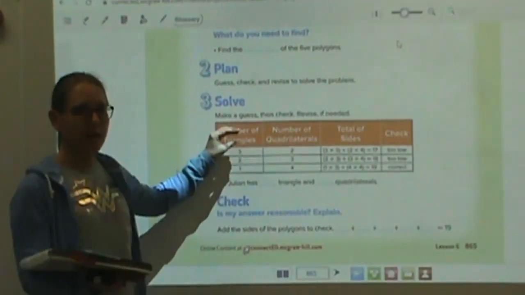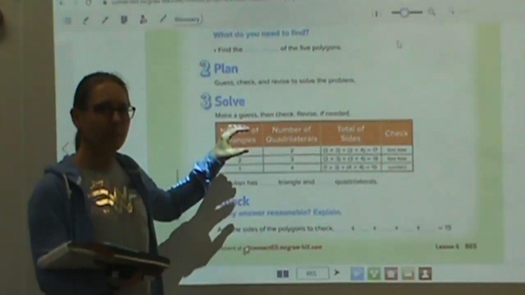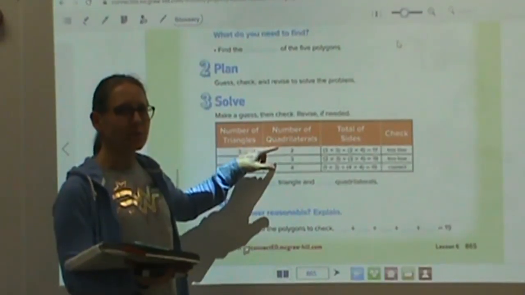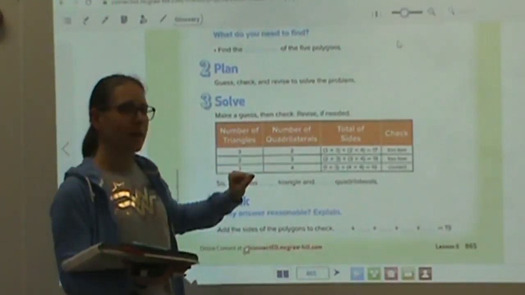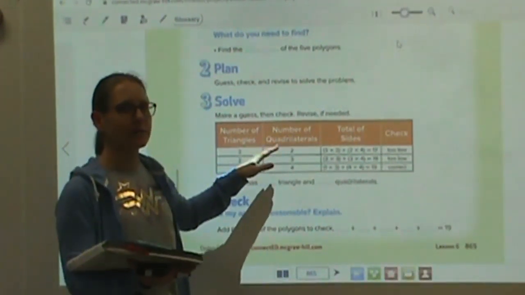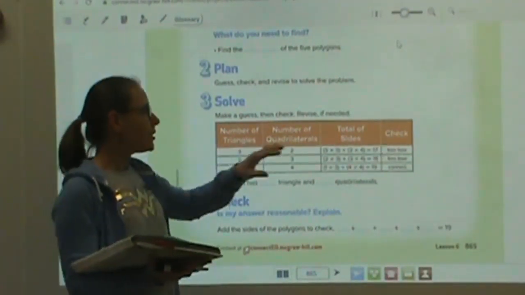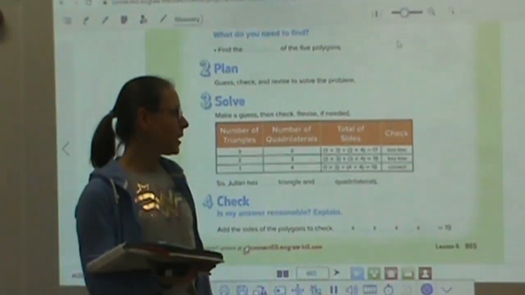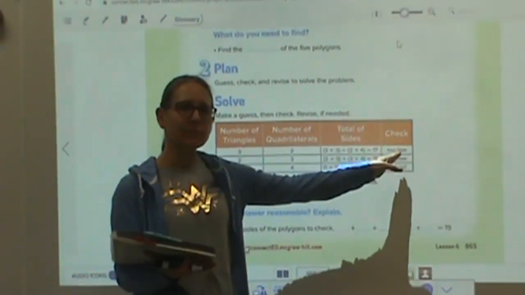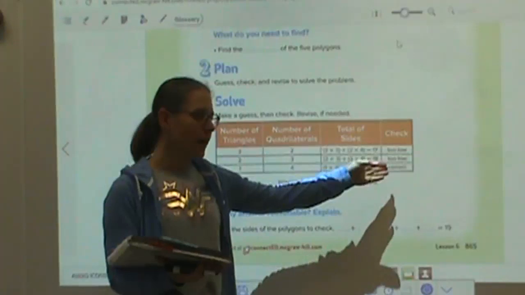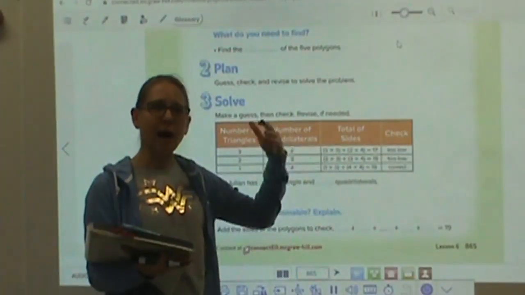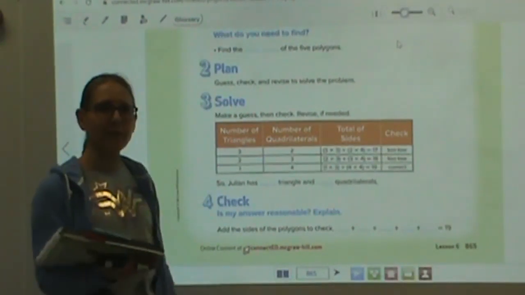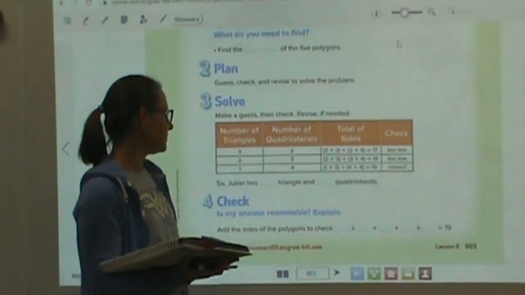Here's our number of triangles that we're going to guess, because we know that some of the polygons have to be triangles. Here's our number of quadrilaterals that are going to be in the answer, because again, some of the polygons are those. Here's where we're going to figure out the total number of sides, and I'll show you how to do that in a minute. And then they have a column to check. Is it the correct answer? Is the answer too high or too low? We have to ask ourselves each time to know if we have the answer correct yet or not.